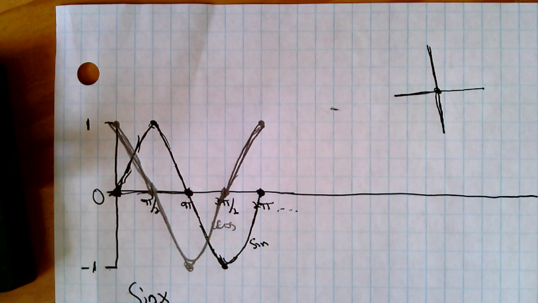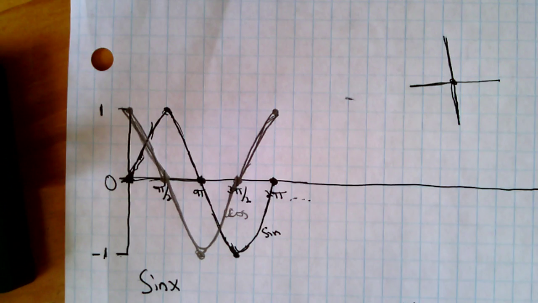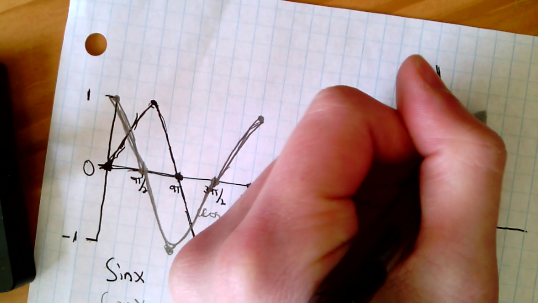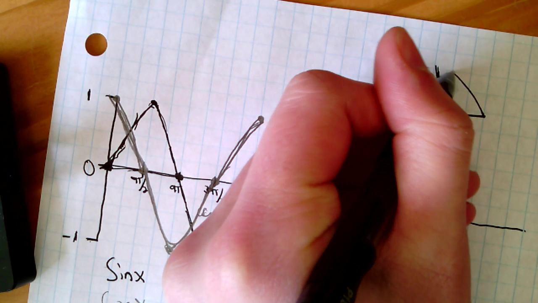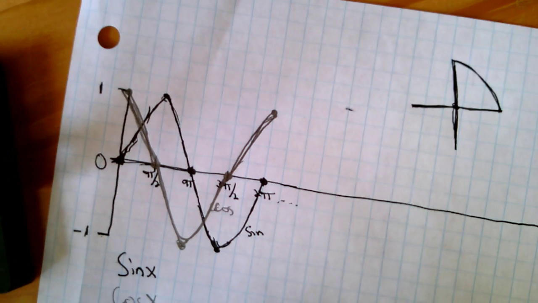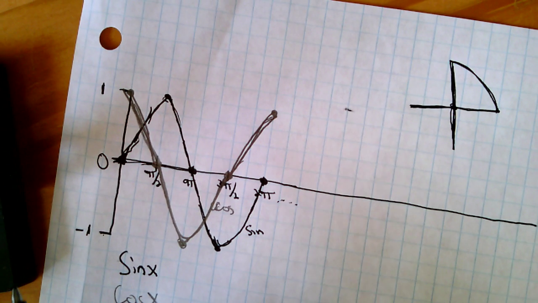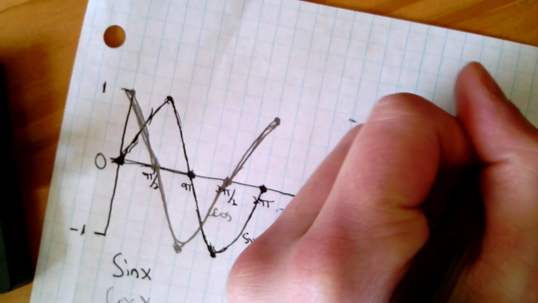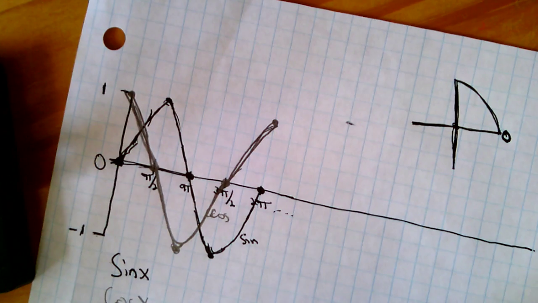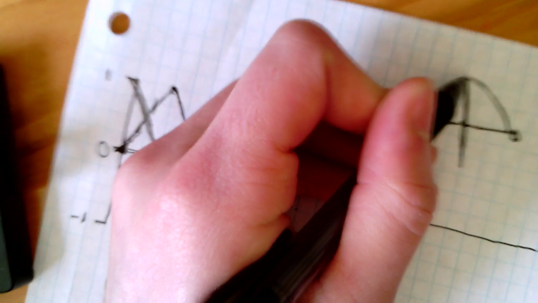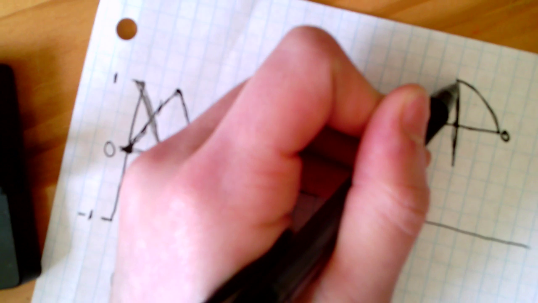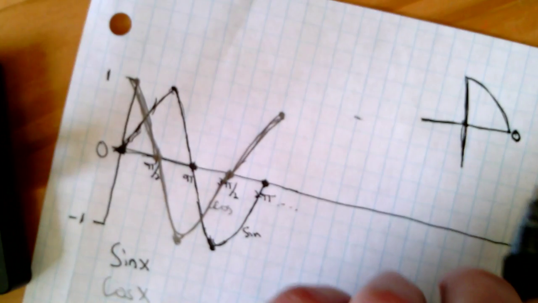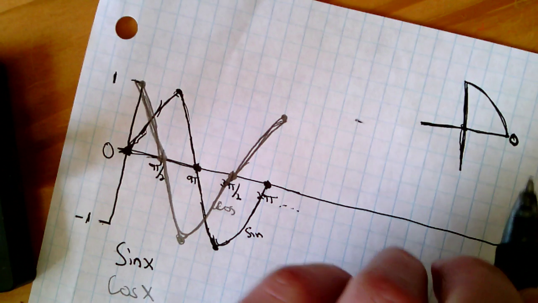So for sine of x, remember this from the unit circle too. We're doing the unit circle right now. Sine of x goes all the way up to 90 degrees, or pi over 2 radians. Sine of 0 degrees or 0 radians is 0. Then it goes all the way up to pi over 2, which is 90 degrees, and sine of 90 is 1.